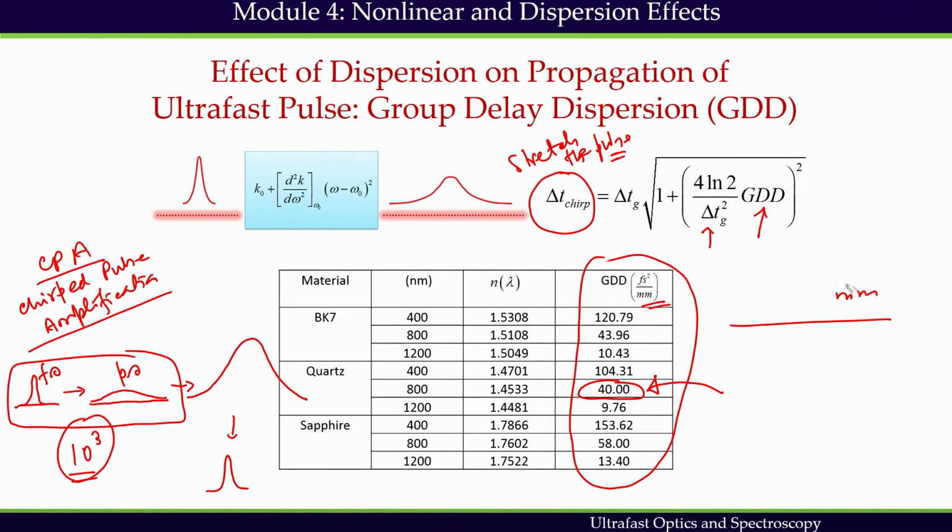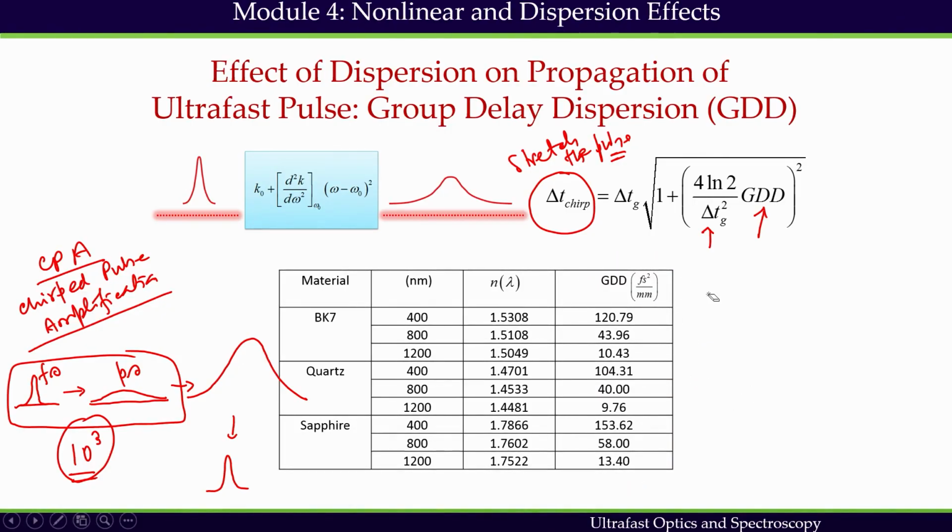So we'll do a simple calculation. Basically the ratio delta T chirped divided by delta T G has to be 10 to the power 3. That's the expectation we have. Now, in order to have this 10 to the power 3 ratio, what kind of GDD do I need? That's the question. If the GDD is comparable to the values given in this table, then we can select one of the materials to increase the pulse duration.